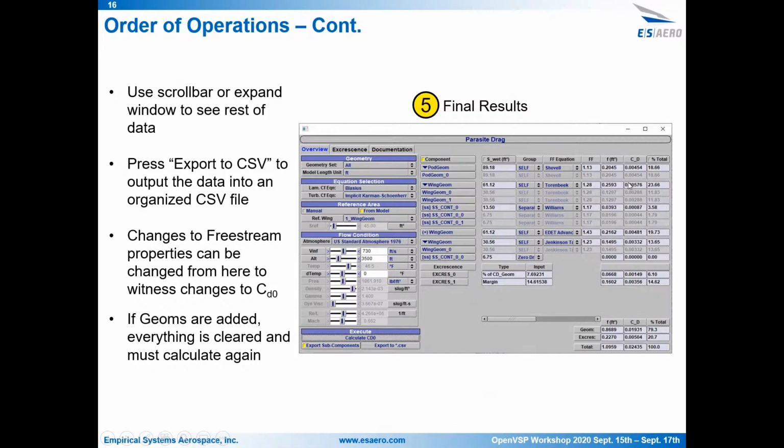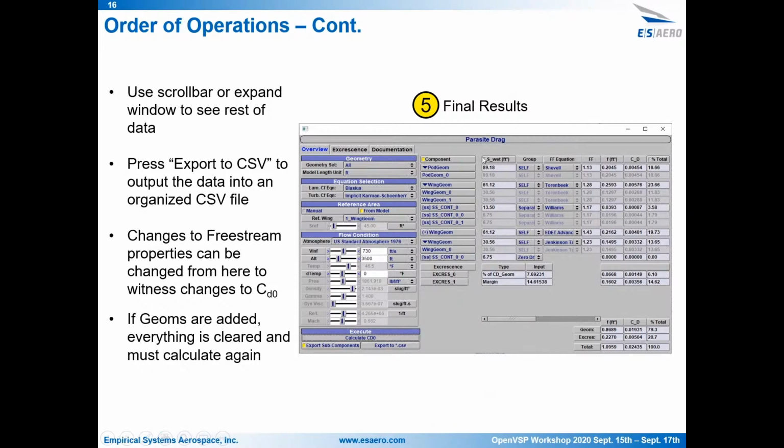The changes to the free stream properties, changes to interference factor, and addition of excrescence can all be adjusted after calculating the CDO. But if you do change geometry, like changing the wingspan or changing a pod length, you'll need to rerun calc CDO, so it can rerun CompGeom and get new wetted areas.